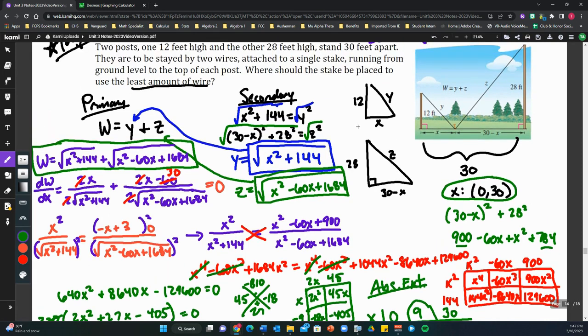Let's just make sure that we didn't need any other questions. So yeah, in this case, we are just looking for where the stake should be placed. So it should be placed 9 feet from the first pole. So this side should be 9 feet, and then this side should be 21 feet.